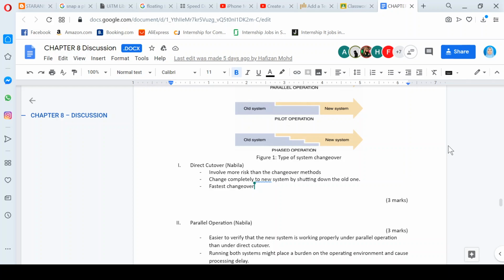Okay, bila kita dah guna sistem ni, contohlah kita start sistem baru ni, kalau ada apa-apa terjadi dekat sistem, dia tak akan kembali kat sistem, dia tak ada lagi dalam sistem.